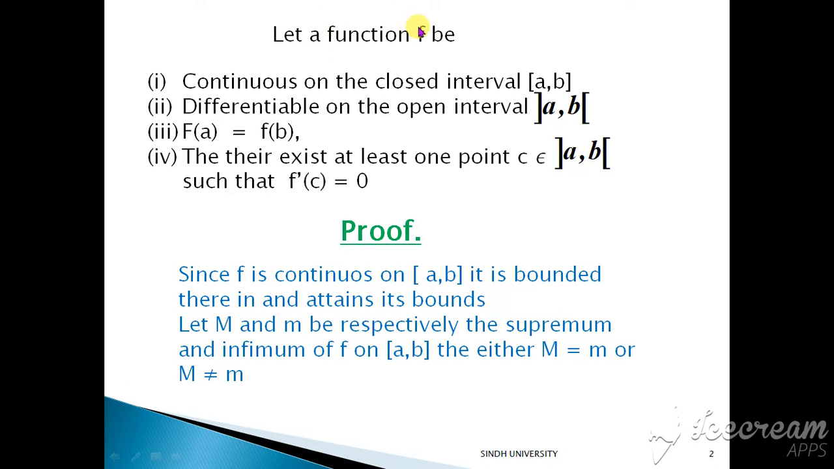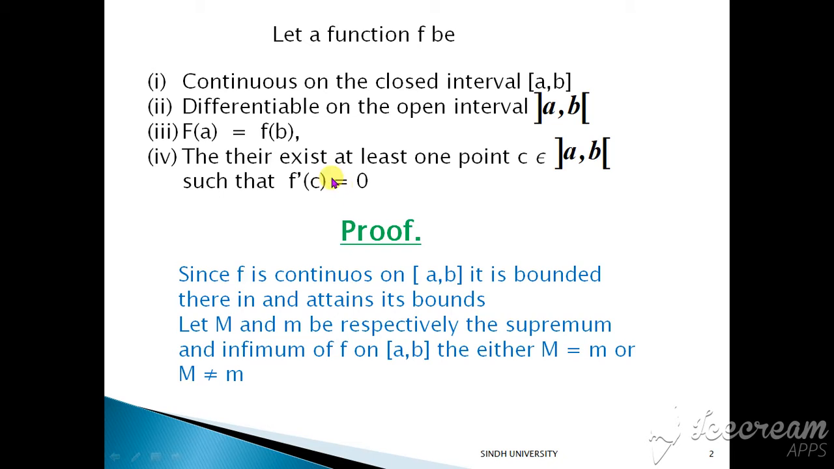Let a function f satisfy these conditions. First, continuous on the closed interval [a, b]; second, differentiable on the open interval (a, b); and f(a) is equal to f(b). Then there exists at least one point c belonging to this interval (a, b) such that f'(c) is equal to 0.